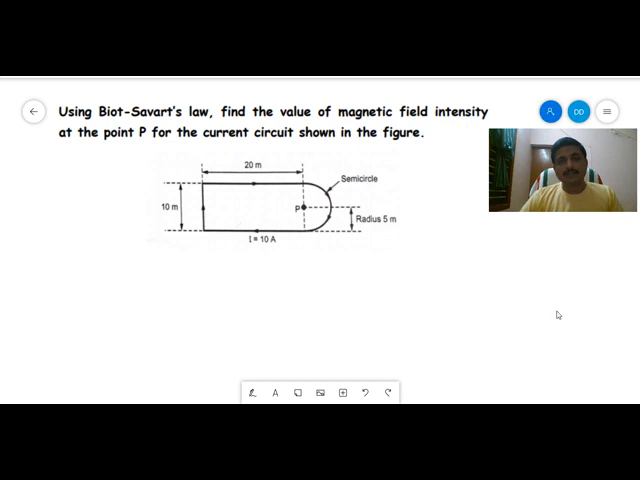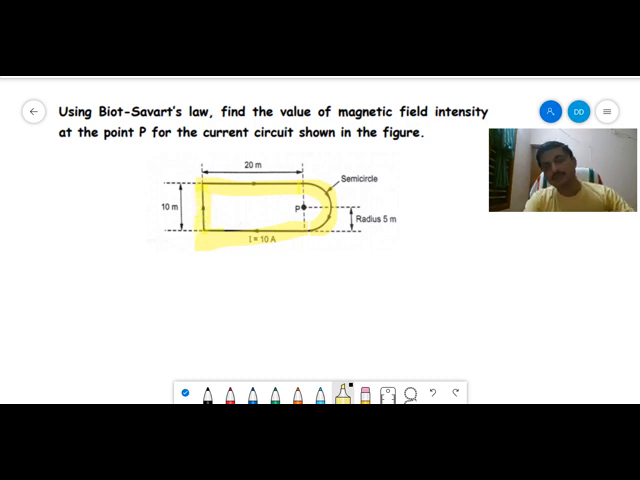It has a 20 meter length rectangular conductor joined with a semicircle of radius 5 meter, and the 20 meter segment conductors are separated by 10 meter. In the sense, I have 4 conductors, 1, 2, 3 and 4, connected to form a loop.